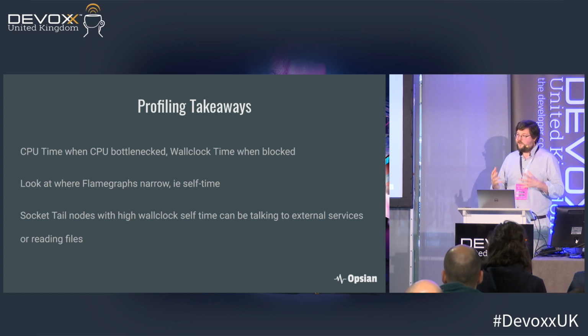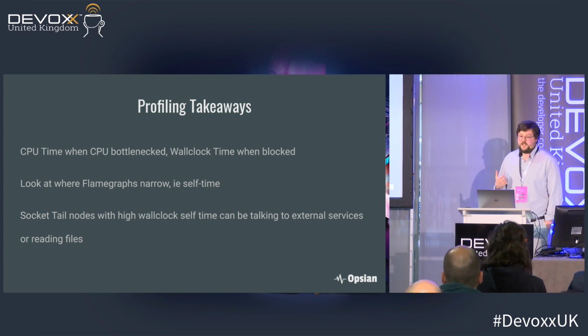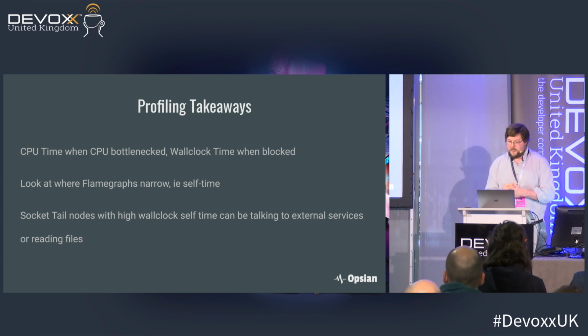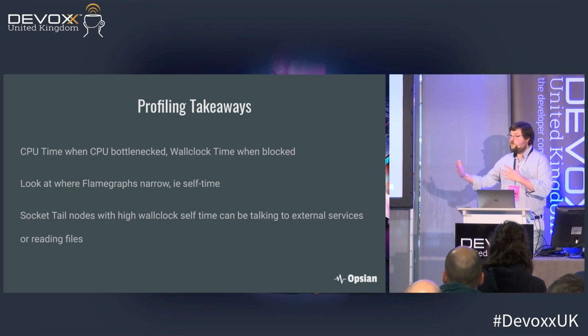So there are a few kind of key tricks that we used here. Looking at CPU time on our system when we were CPU bottlenecked and seeing what was really precisely causing the algorithmic slowdown, the workload there. Wall clock time when having more low CPU blocking, lock contention, external service, waiting for disk I/O type problems.